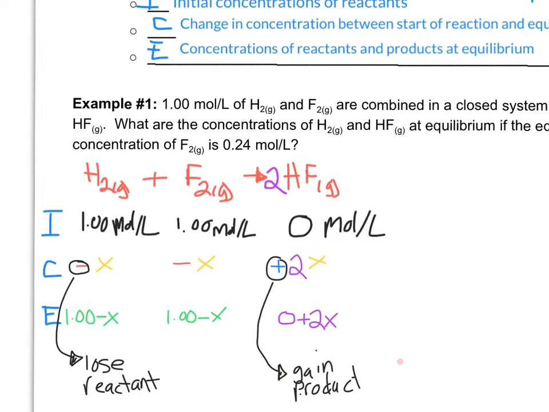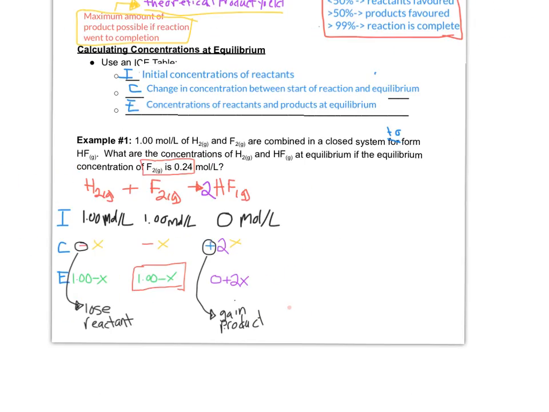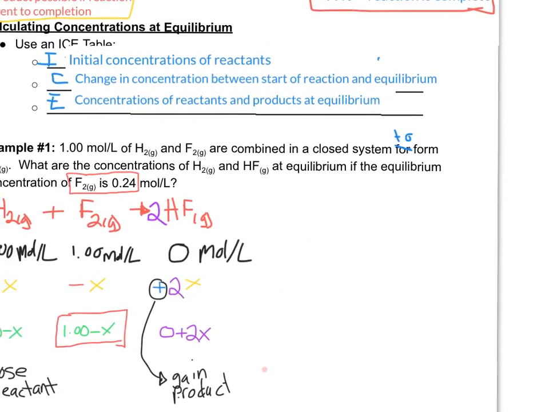Once we know what kind of changes we're going to see when our reaction has met equilibrium, we can solve for X. To do this is quite straightforward because we have the information that we need to solve for X. In our word problem, it tells us that the equilibrium concentration of fluorine gas is 0.24 mole per liter, and we just said the equilibrium concentration of fluorine gas is 1.00 subtract X. So we just solve for X. I'm just going to zoom over here so I have a little bit of space.